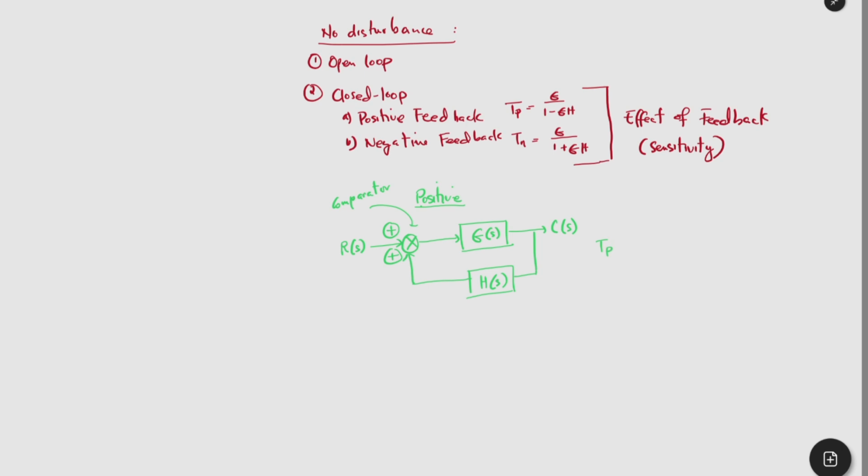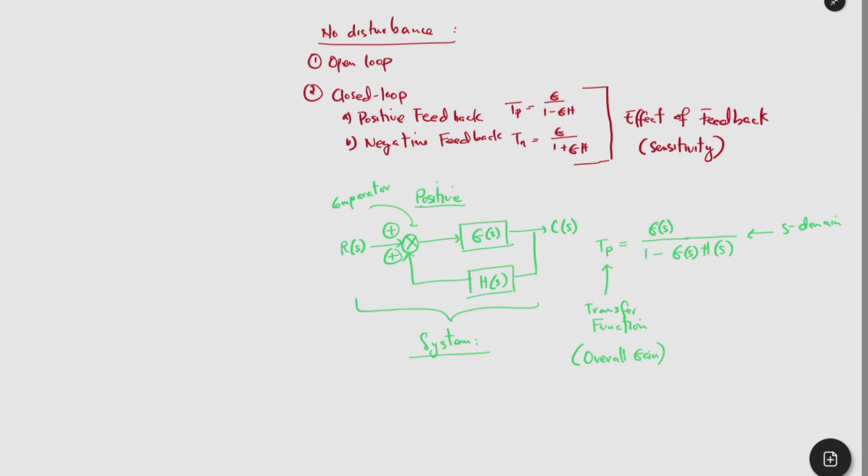So for the positive we have Tp, which is the transfer function, or in most cases we can call it the overall gain of the system, and this represents our system. This system can perform tasks based on the input and the output. So we have G of S over 1 minus G of S H of S. So this is in terms of the S domain, or the frequency domain representation of the control system.